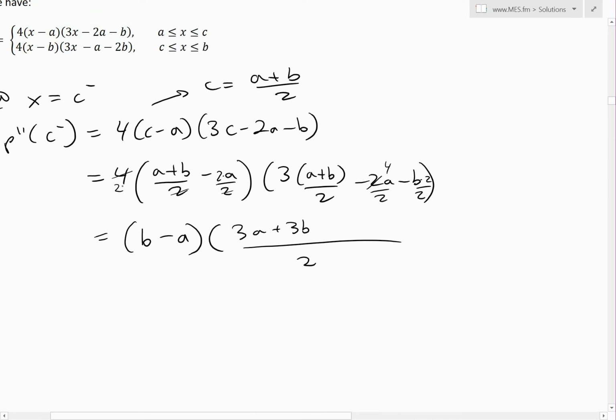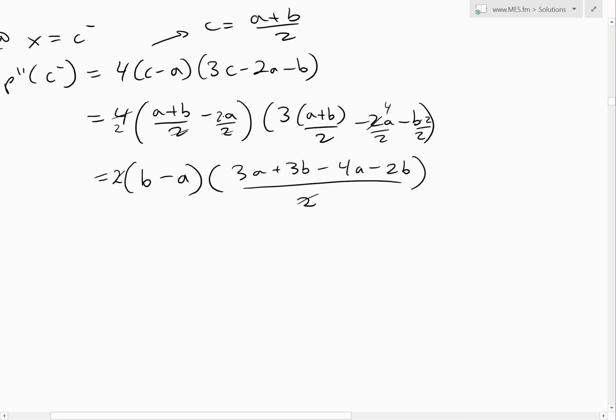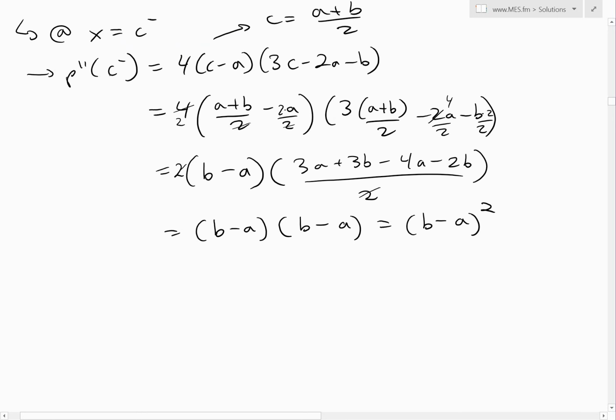Oh, and again there's a 2 here, so this is 2 like that, and then that obviously cancels out. So 3b, this is going to be minus 4a minus 2b. So what we get here is (b minus a) times by 3a. This is going to be negative a, but 3b minus 2b, that's just b. So this just equals (b minus a) squared. So that equals the second derivative at c minus, from the left side.